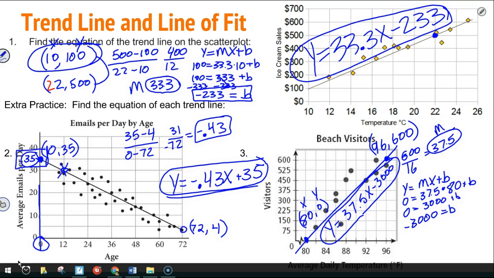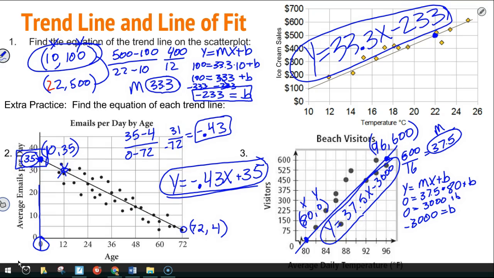Number 3, we had to draw our own trend line. This is really where your answers might be different than mine, because you could have drawn a completely different trend line, but it should be somewhat close. My slope was 37.5. Yours should be fairly close to that. Anything between 30 and 45 maybe I would say is acceptable. Hopefully closer to 37.5.